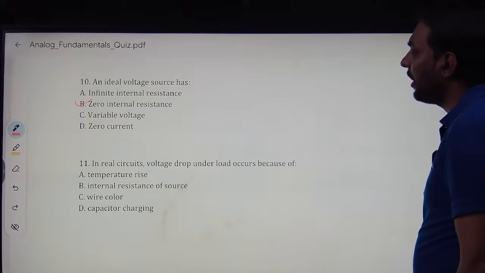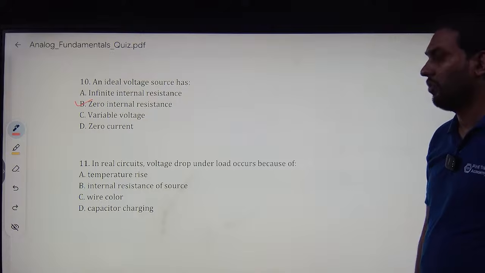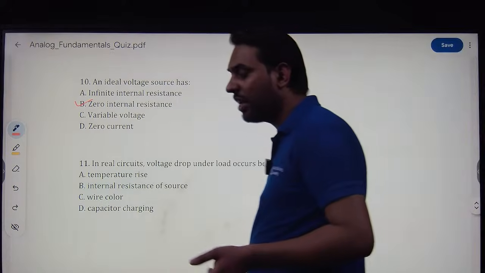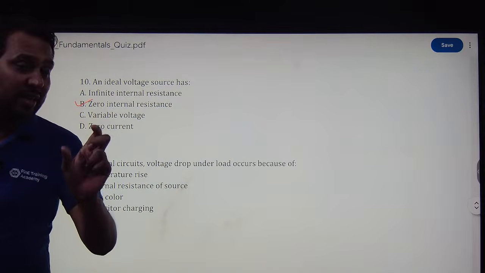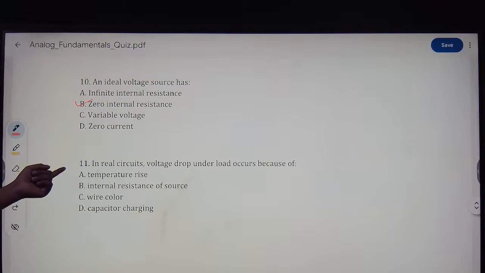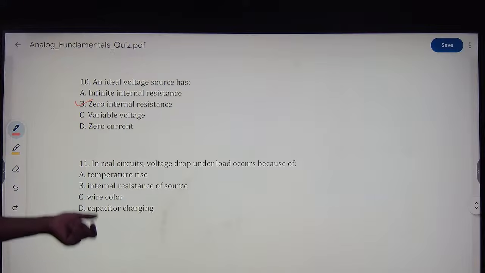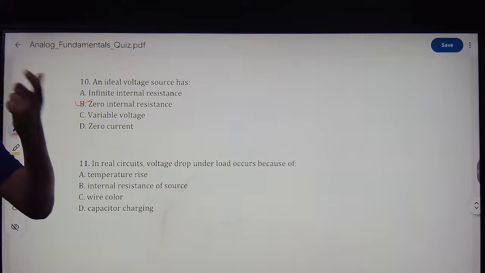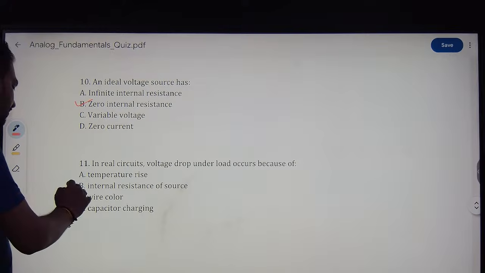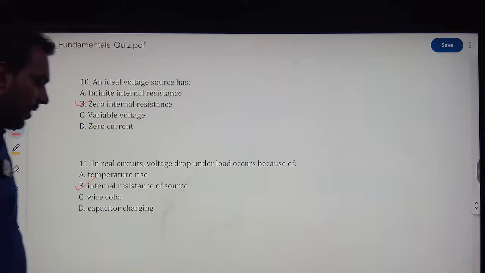In a real circuit, voltage drop under load occurs because of what? If you talk about the real or practical circuit, you have a voltage source, and of course you have an internal impedance. If you have an internal resistance, it has a voltage drop. Because of the internal resistance of the source, there is a voltage drop across the internal resistance, and the load voltage is always less than the source voltage because of that drop across the internal resistance. So the 11th is B.